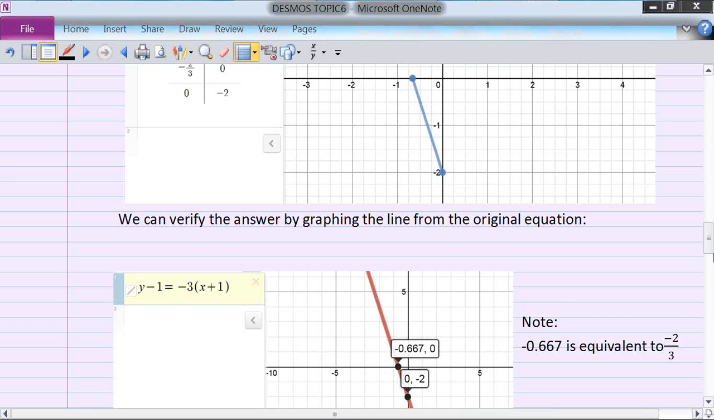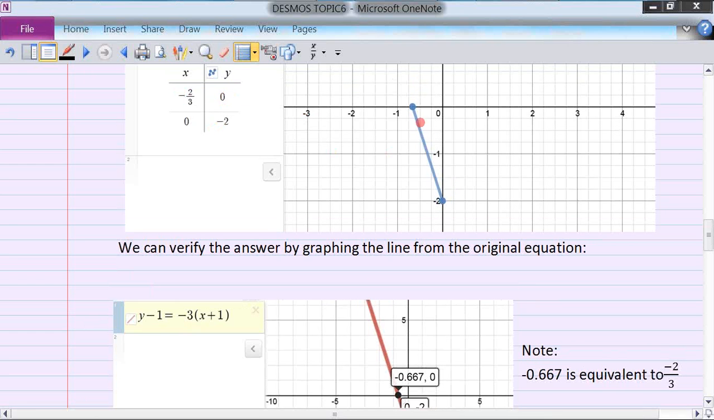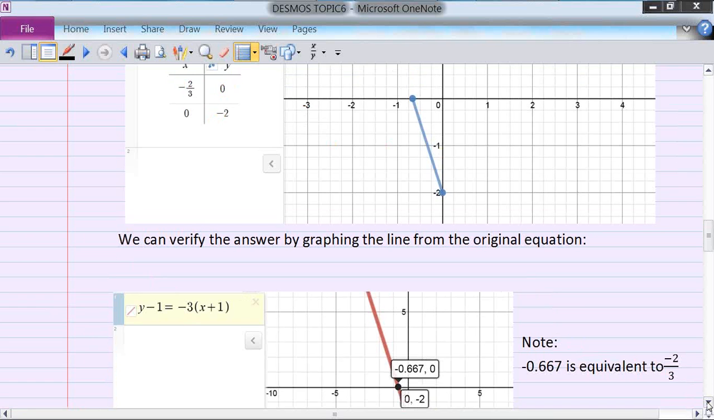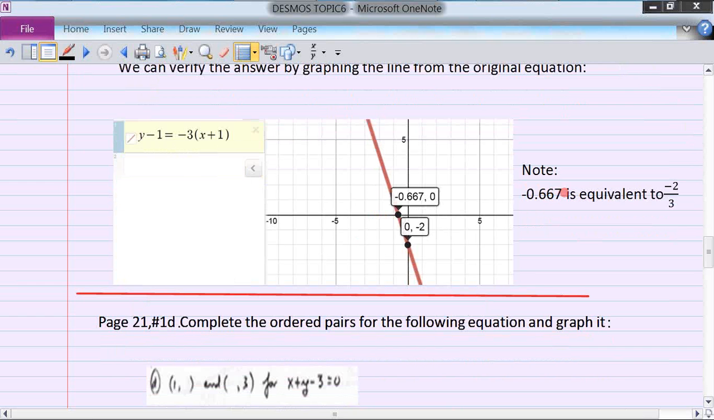So here we've done it with just showing the points and connecting the line. And here we've done it with entering the actual equation. This is the beauty of Desmos. You just need to enter the equation. And if you use projection mode, you can click on the points and you can show the intercept. So here's the x-intercept, here's the y-intercept. Don't forget that minus 0.667 is equivalent to minus 2/3. This is the decimal form, and this is the fractional form.